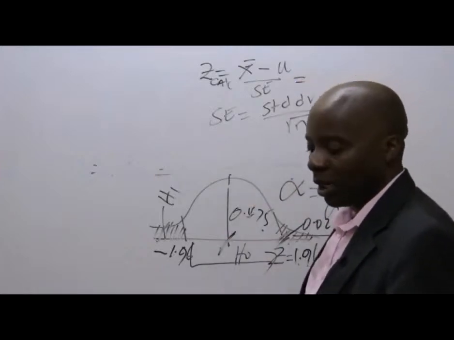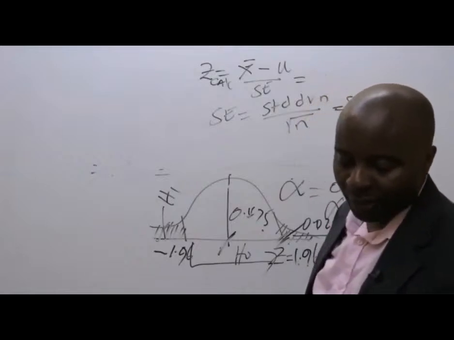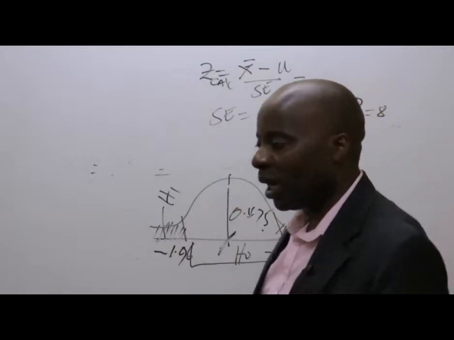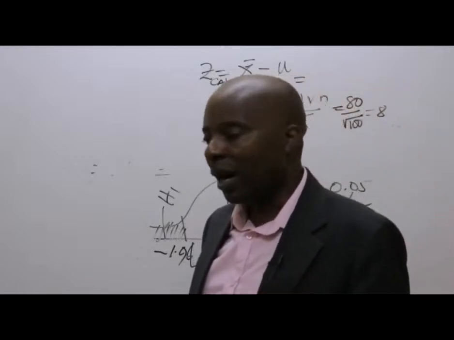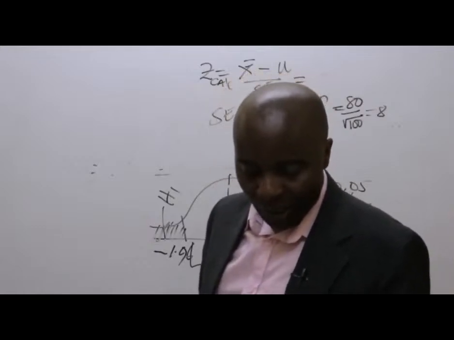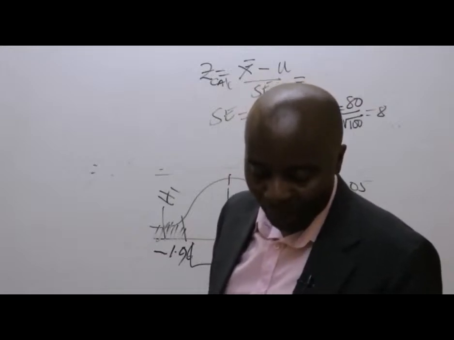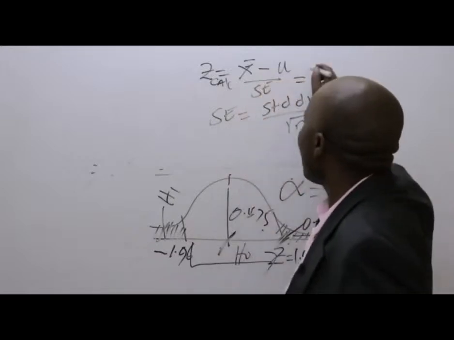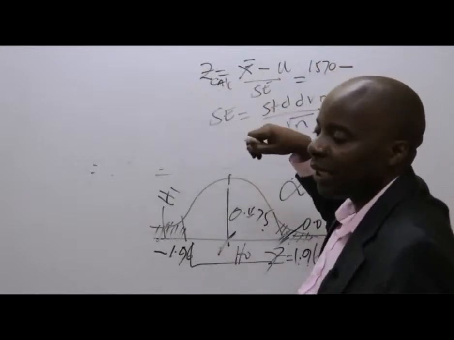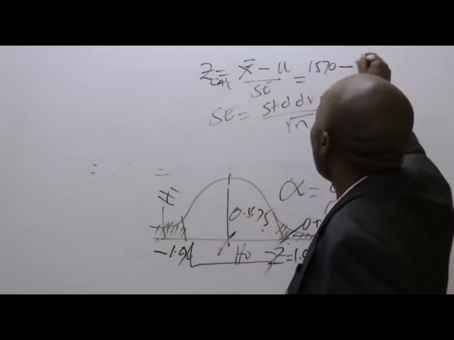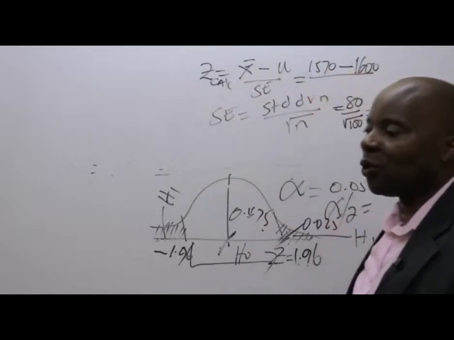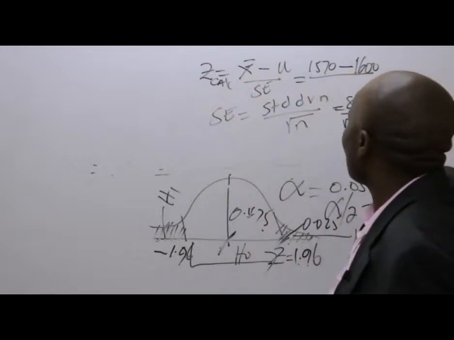So what is our X bar? Remember, X bar is the sample mean. Please write somewhere that X bar is a sample mean. And our X bar, the sample mean that we sampled, is 1570. So we have 1570 minus mu, the population mean being tested, which is 1600, all over the standard error that you got correctly, which is 8.